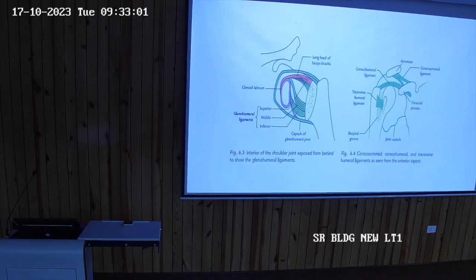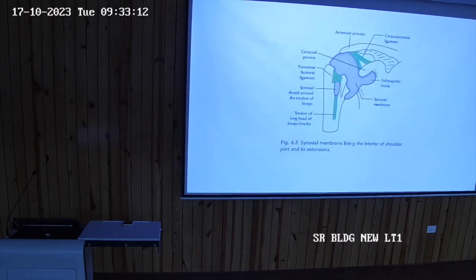One thing I want to tell you here, look at this part. This is the coracoid process. This is the acromion process. And you can see this diagram better. Look at this one. Coracoid process, acromion process, and this is part of the synovial membrane. This is the coracoacromial ligament. So these three, the coracoacromial ligament, coracoid process, and acromion process, they are forming the coracoacromial arch.